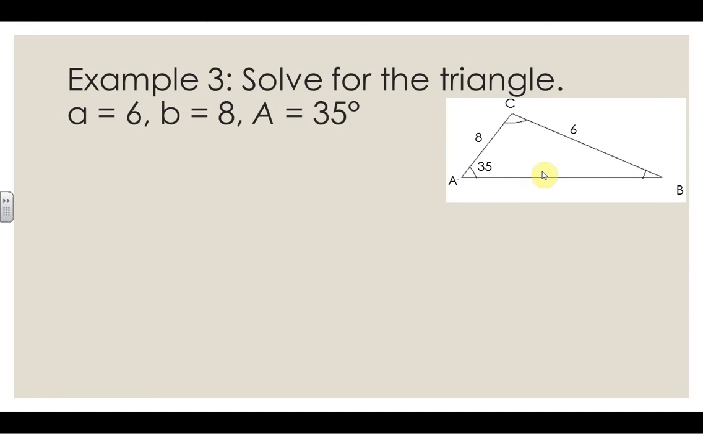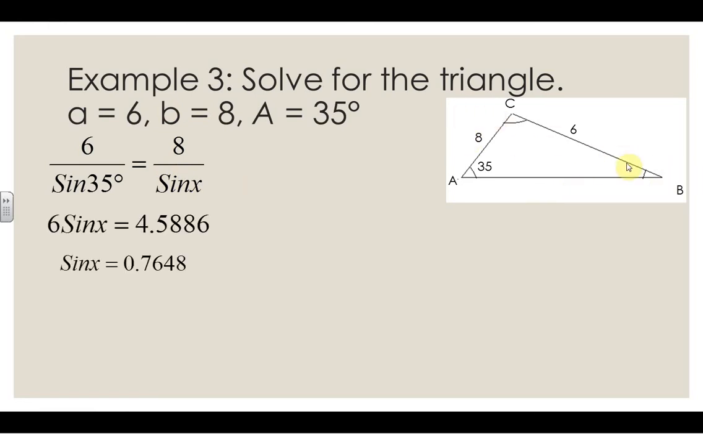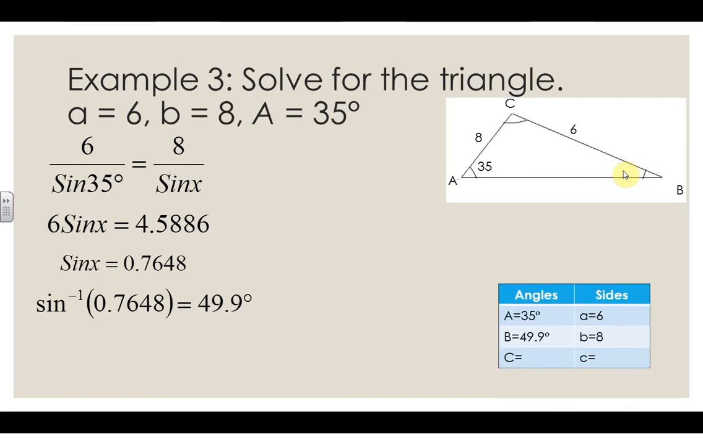So we have 6 over sine 35. And then 8, all I can solve for, B is my x in this case, because that's across from 8. So we cross multiply, divide by 6, apply the inverse, 49.9 degrees. So we now know that this angle right here is 49.9 degrees. So now, we use good old 180 to figure out what C is. They have to add up to 180. They're angles in a triangle. 95.1.